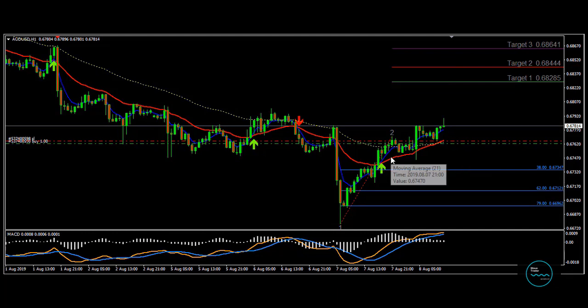But I just wanted to show you an example of a counter trend move. So you can actually go for counter trend trades if you see them from a higher time frame. So 20 pips in a day is not a bad trade.